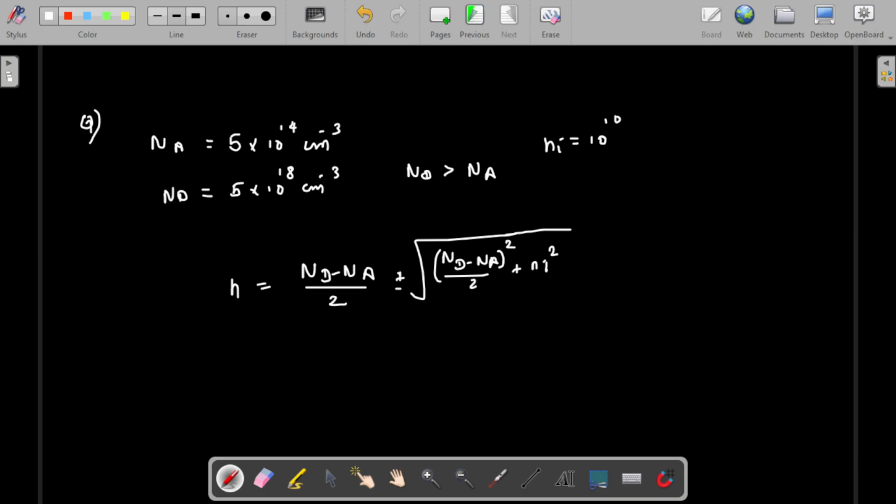There is a plus or minus value. Mostly we will ignore the negative value and consider only the plus value for all of them. So if we find this, then the minority charge carrier can also be easily found. That is Ni square divided by N. So this is the exact calculation that we can follow.